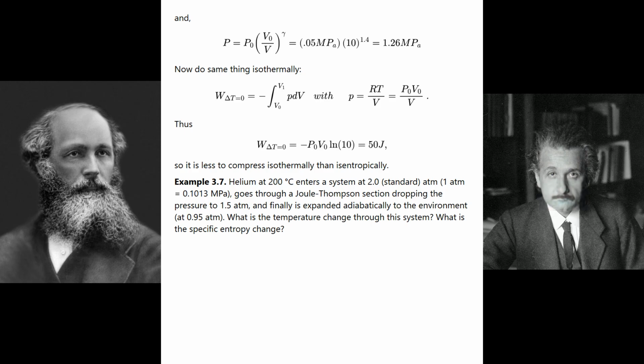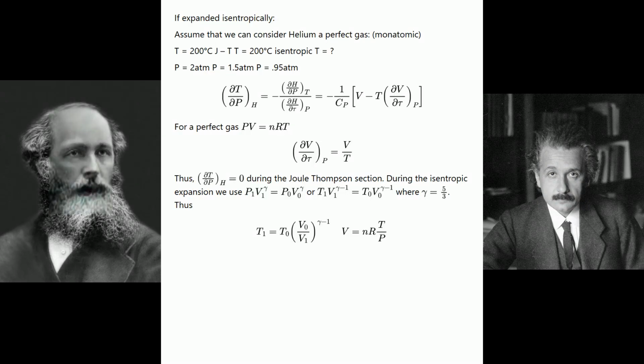Example 3.7. Helium at 200 degrees Celsius enters a system at 2.0 standard atm, where 1 atm equals 0.1013 MPa, goes through a Joule-Thomson section dropping the pressure to 1.5 atm, and finally is expanded adiabatically to the environment at 0.95 atm. What is the temperature change through this system? What is the specific entropy change if expanded isentropically? Assume that we can consider helium a perfect gas, monatomic.